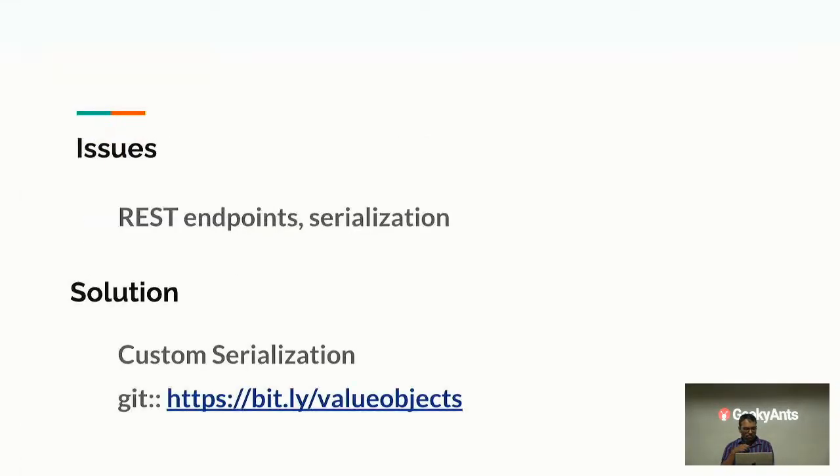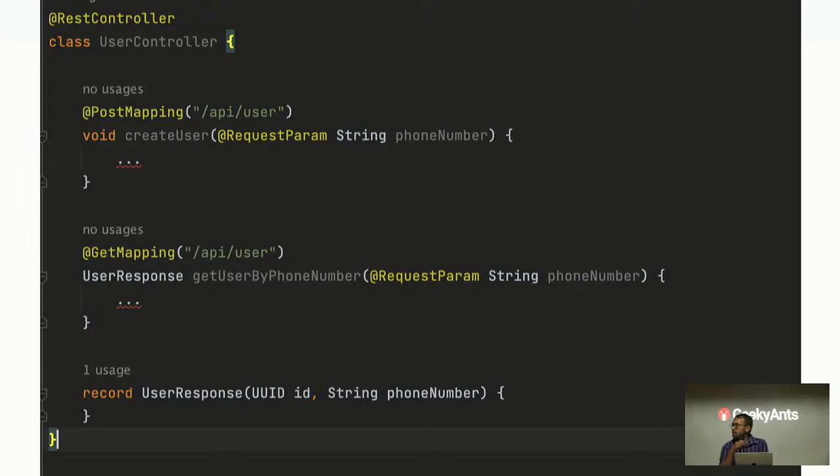But then there is an issue. Can anyone look at this slide and tell me what is possibly the issue with using VOs or value objects? This is a simple controller, with some post mapping, get mapping, request param. Here I'm using a string phone number. Instead of string, you can replace that with the PhoneNumberVO. What do you think will be the issue if I use a PhoneNumberVO here?